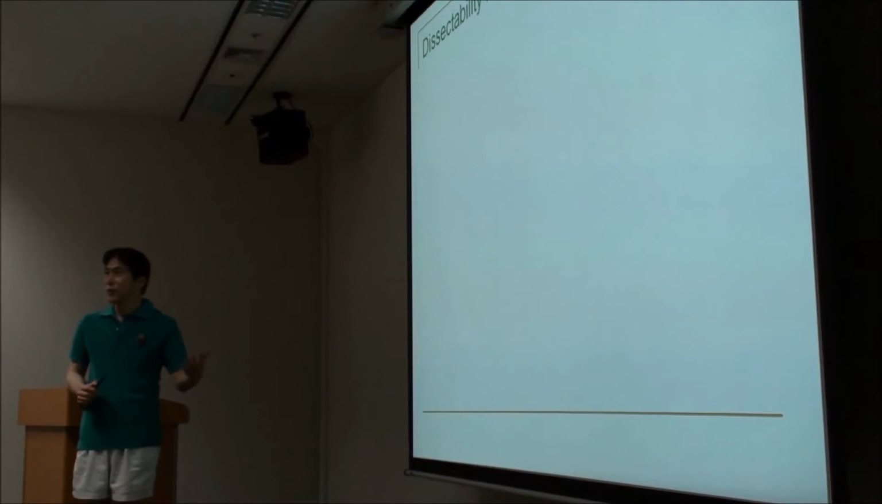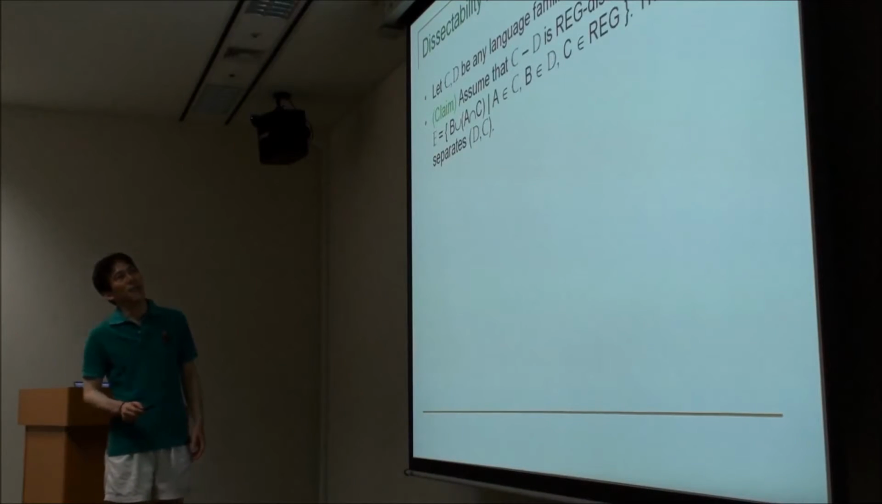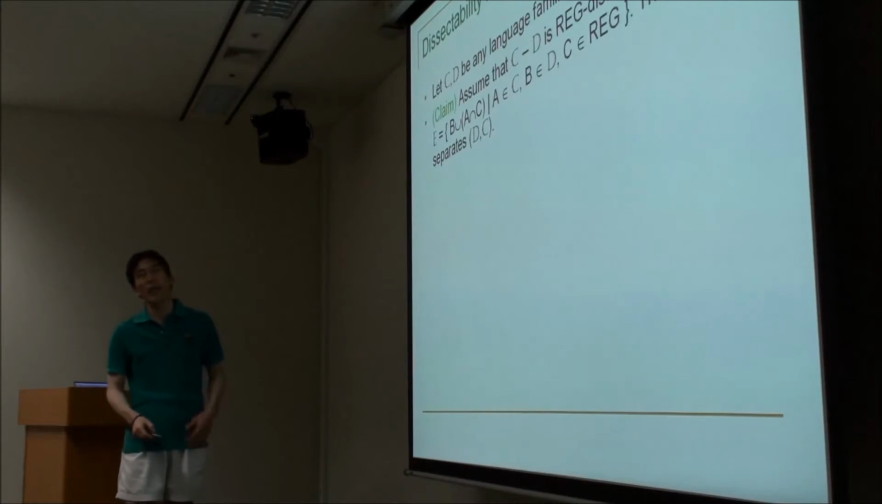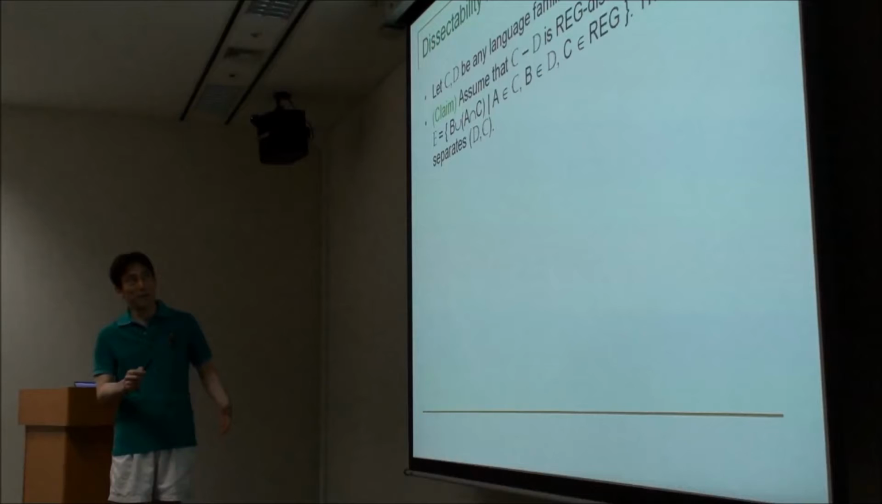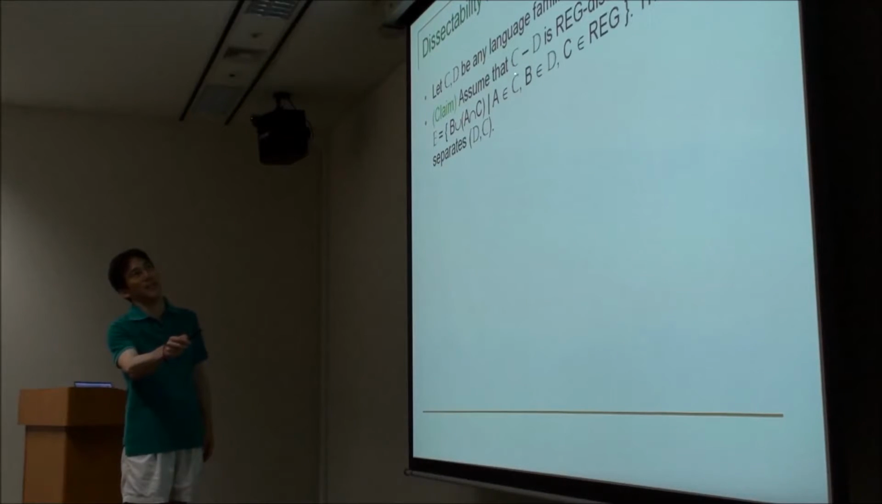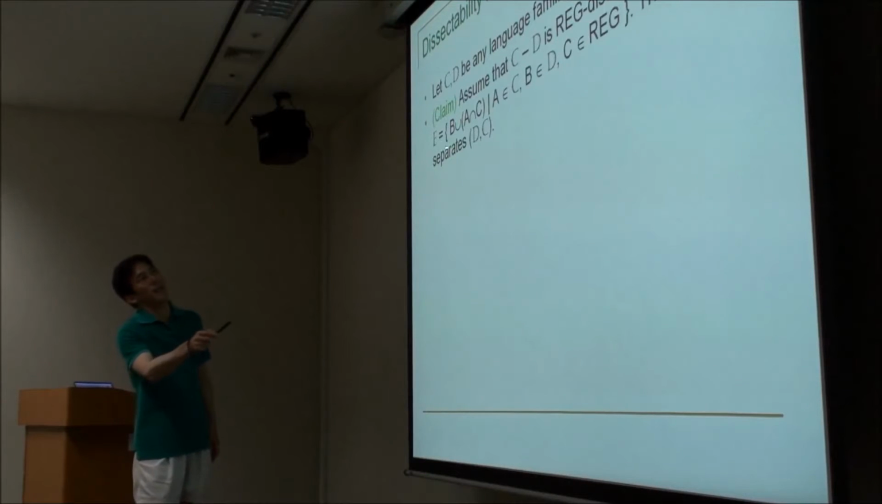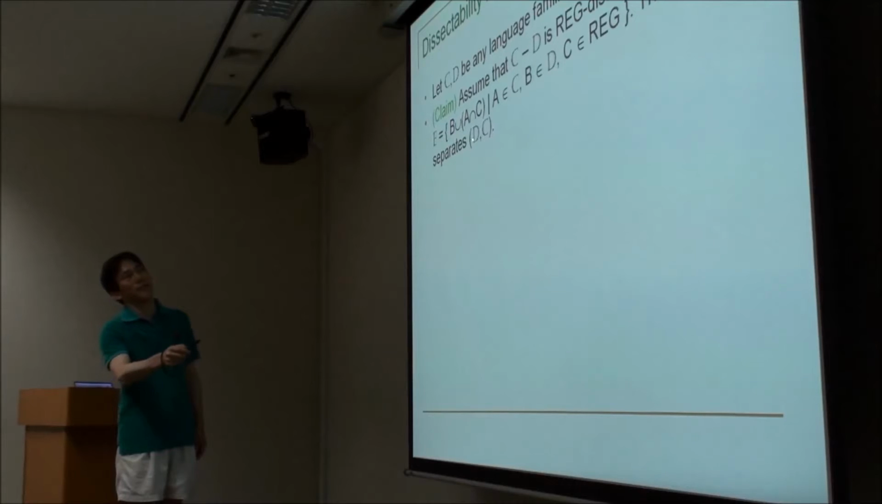So what is the relationship between dissectability and separation? Here is a claim. Suppose C minus D, where C and D are complexity classes, is the collection of languages from C minus languages from D. Assume this complexity class is regular dissectable. Then the class defined in this way I-separates D comma C.